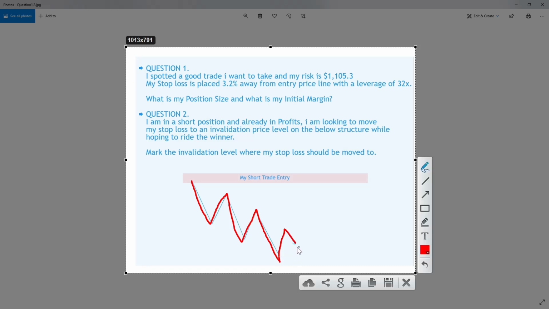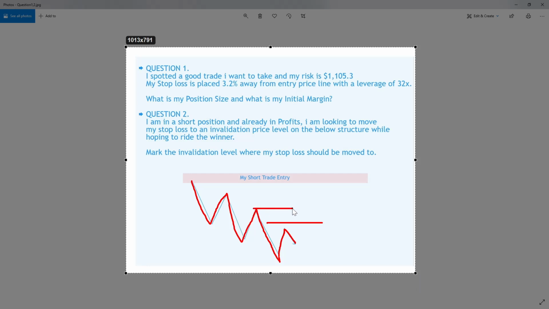So where is the invalidation level? Some people may say above here is the invalidation level, but is it really? If you watch my invalidation level video, you will notice that I said a low or a high pushing to new lows is the invalidation level.